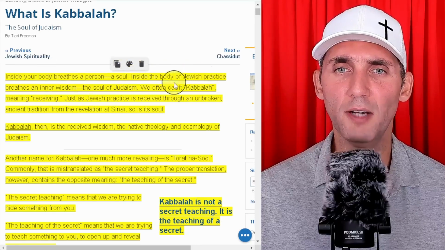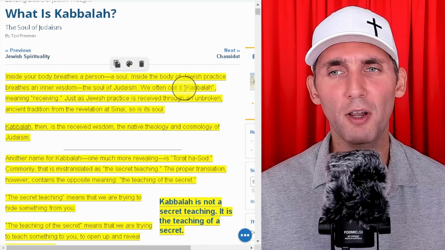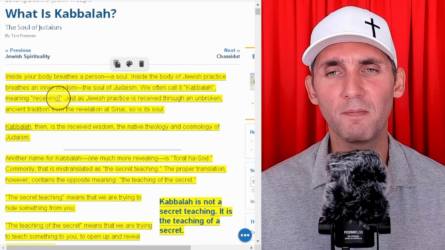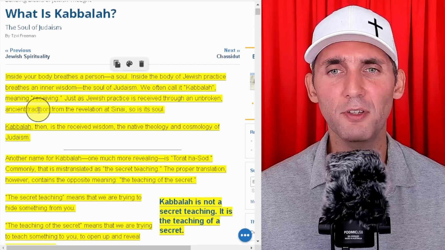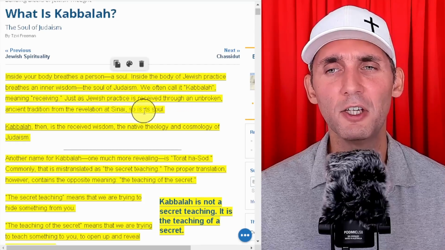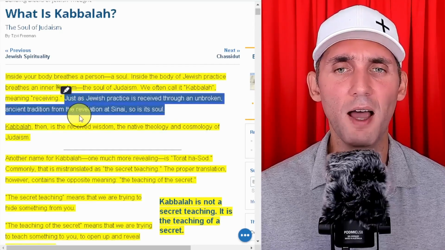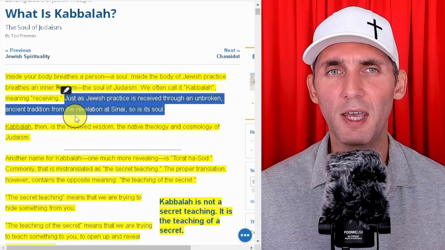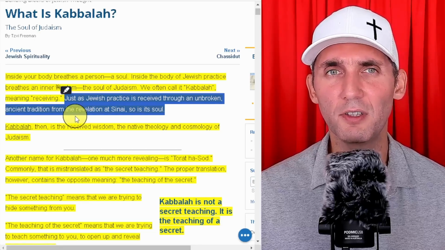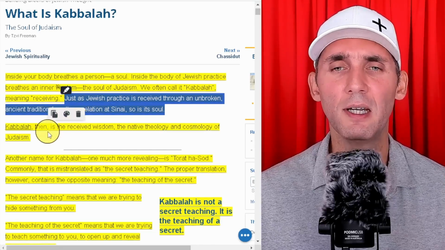"Inside the body of Jewish practice breathes an inner wisdom, the soul of Judaism. We often call it Kabbalah, meaning receiving. Just as Jewish practice is received through an unbroken ancient tradition from the revelation at Sinai, so is its soul." This is not true, folks. This is a lie, absolute lie. What God gave to Moses and what the Jews do today is totally different, because if they listened to Moses, then they would have followed Christ.